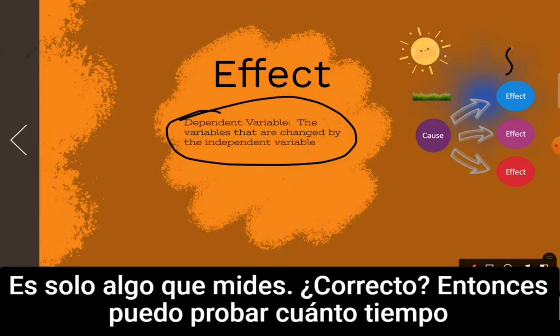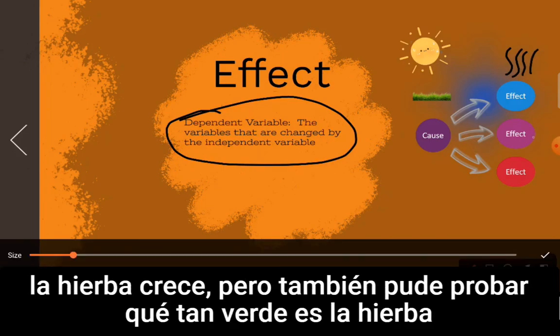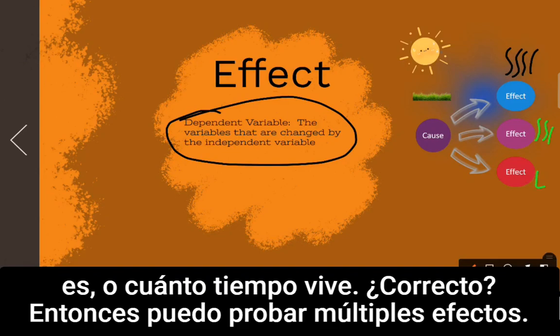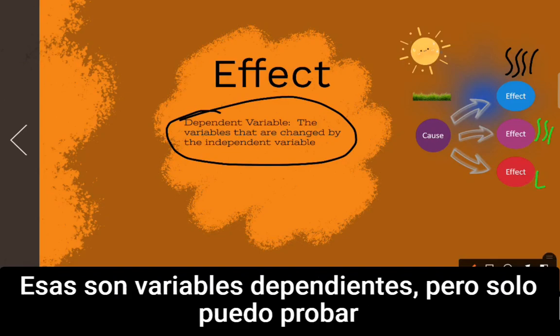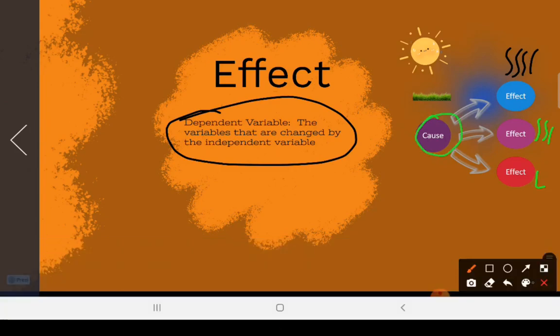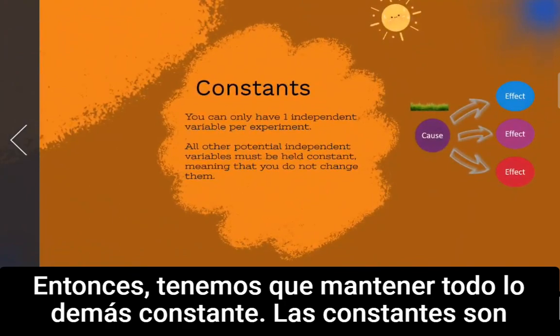So I could test how long the grass grows, but I could also test how green the grass is, or how long it lives, right? So I can test multiple effects. Those are dependent variables, but I'm only allowed to test one independent variable. So we have to keep everything else constant.